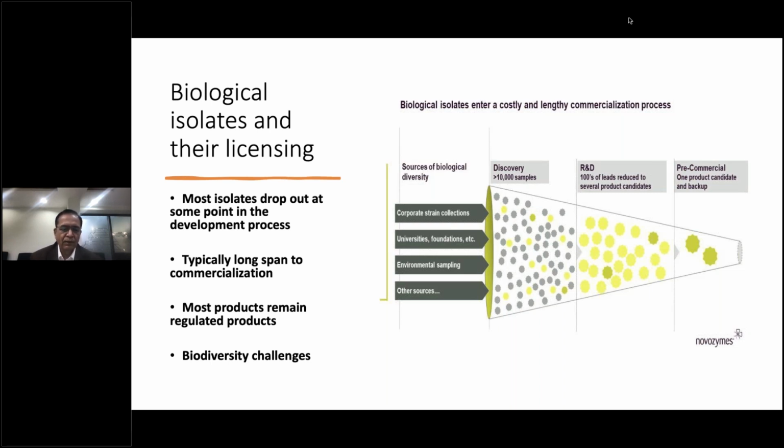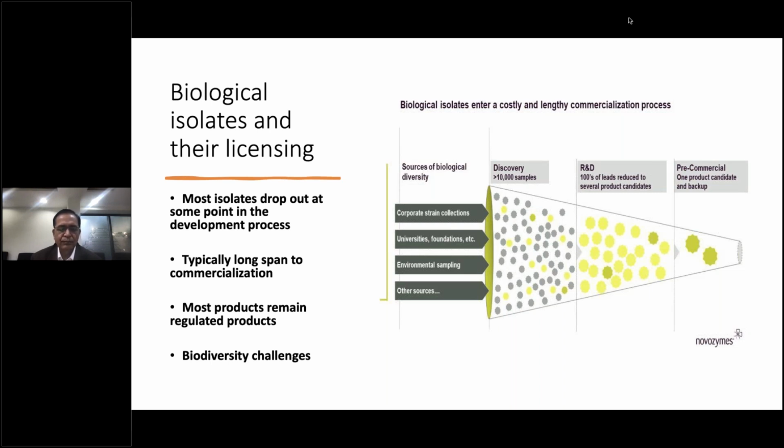These are provided on a research use or experimental use access to the private sector, and research use access to the public sector, but they're tracked. They're tracked, and there is an annual fee for their application. Due to the long span of commercialization, milestone payments arise here, and most of these products are in regulated markets.